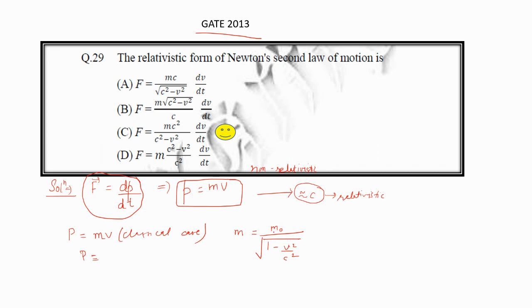Wait, let me change it. m_r is equal to m upon under root 1 minus v square by c square. So this m_r is relativistic mass and this m is rest mass. Okay, so that there won't be any confusion.